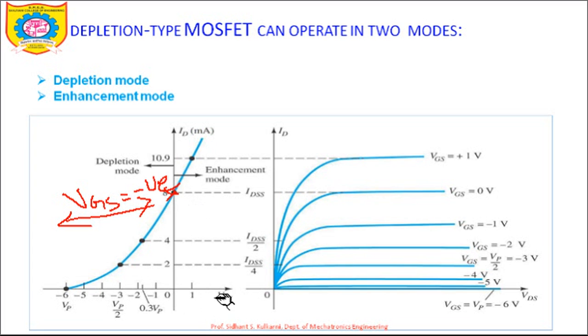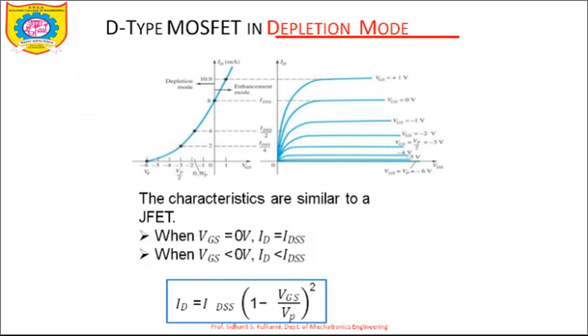If VGS is more positive, 1, 2, 3, 4, 5 volt, in that case we can assume that the depletion type of a MOSFET is operated in the enhancement mode. And we can observe here that if VGS is kept at a constant 0 volt, it has reached the value of IDSS. And if it is increased beyond that, let's say plus 1 volt, the IDS value may increase to a larger value. Is it okay? So we will see the depletion type of MOSFET equations now.